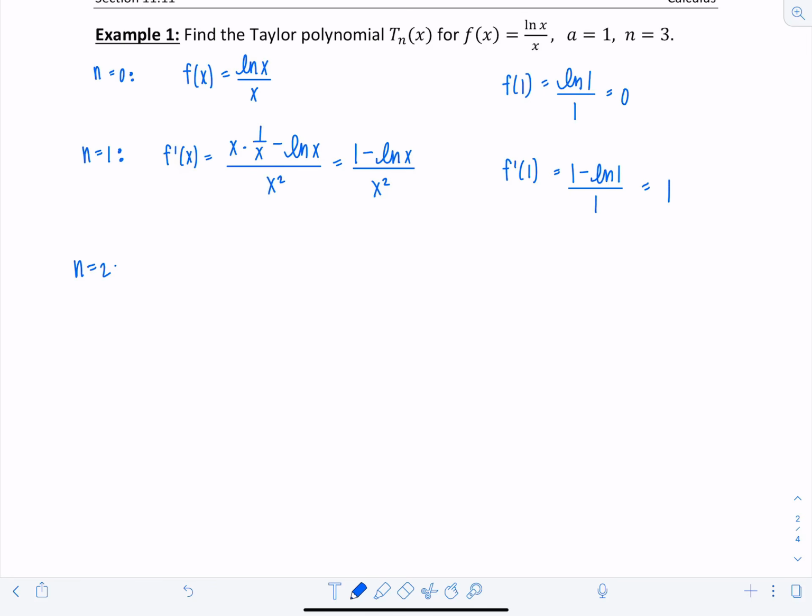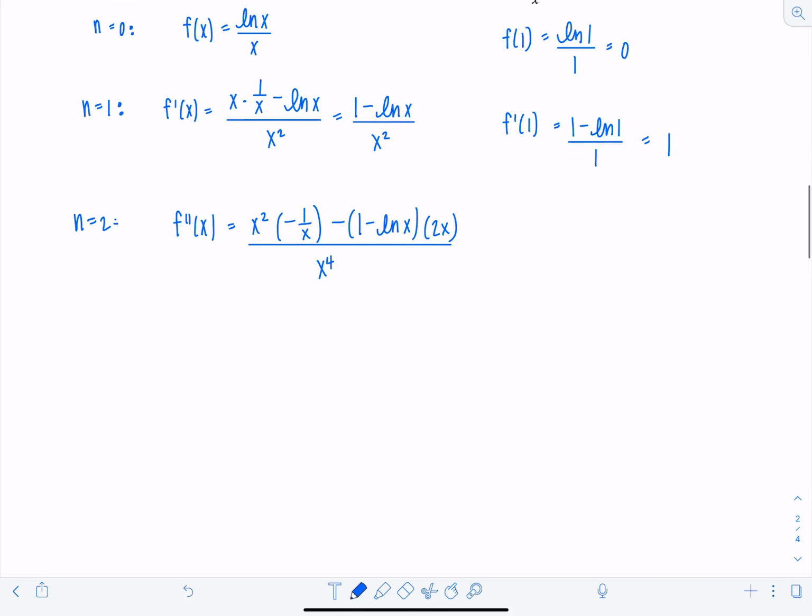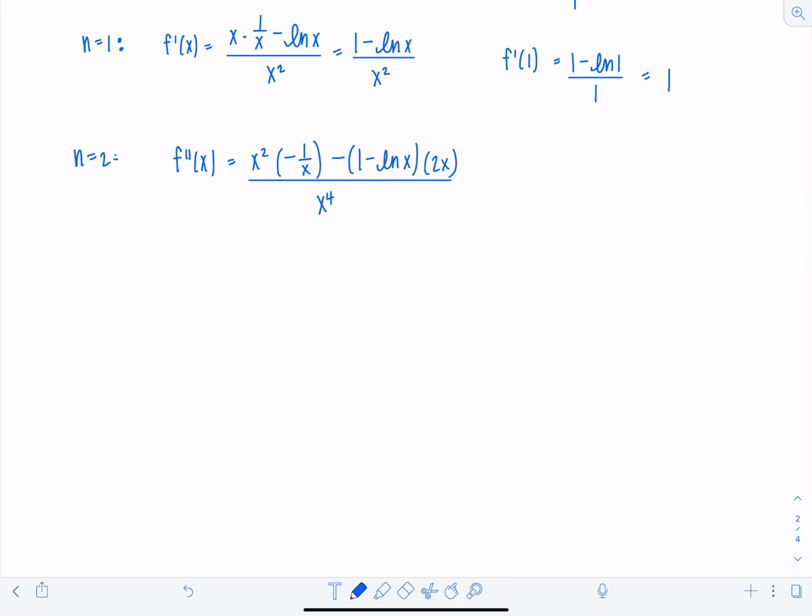So n equals 2, I'm going to have f double prime of x. That's going to be x squared times the derivative of numerator, negative 1 over x, minus 1 minus natural log of x times the derivative of x squared, 2x, all over x to the 4th. Now let me clean this up a little bit. So I'm going to have negative x, and then I need to distribute the 2x and the negative at the same time, okay? So minus 2x plus 2x natural log of x over x to the 4th.